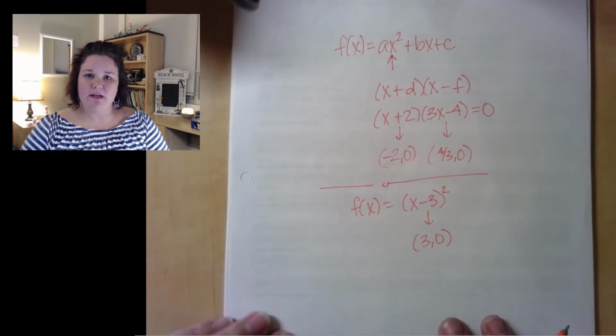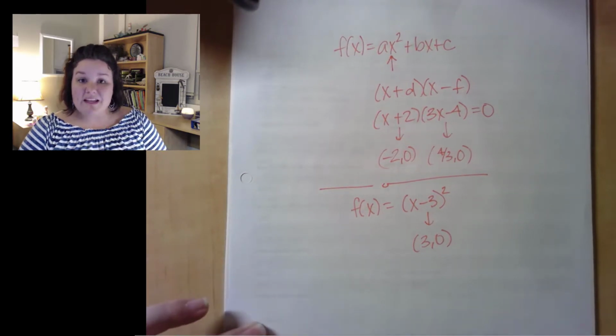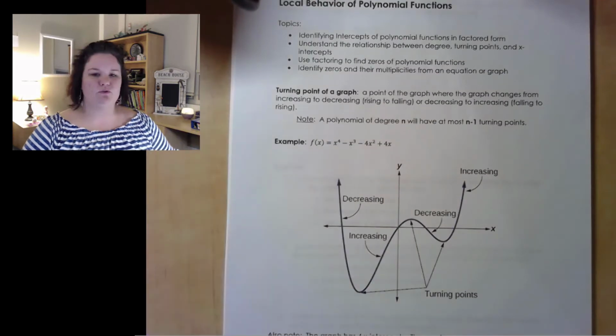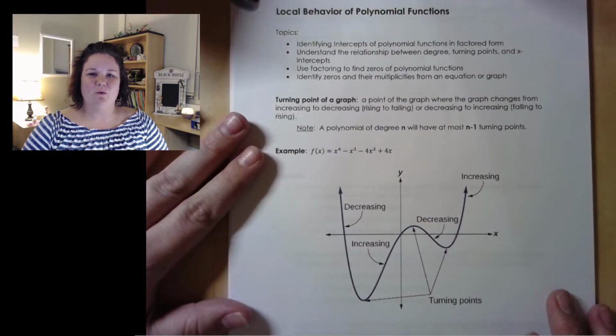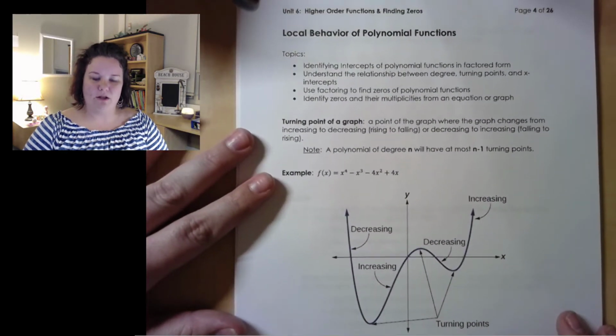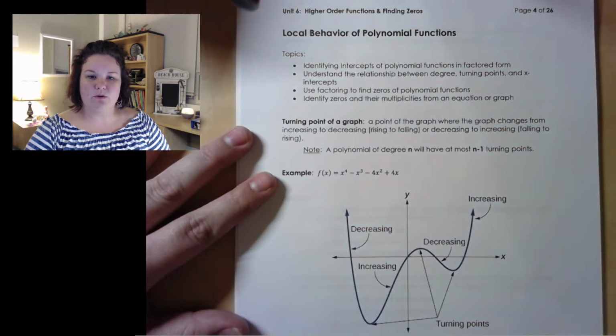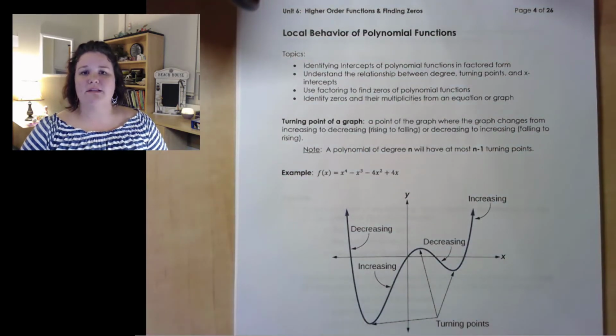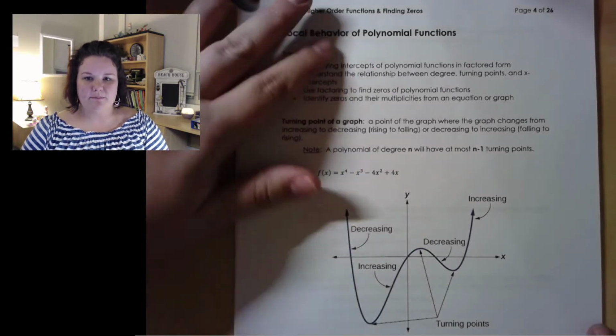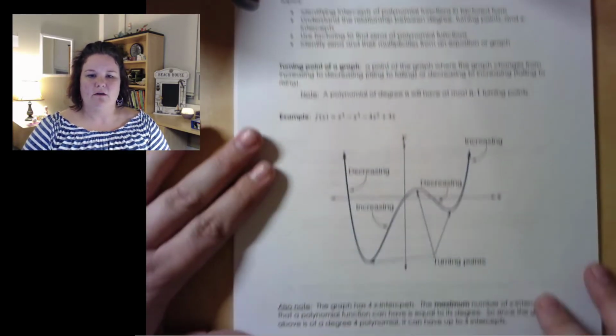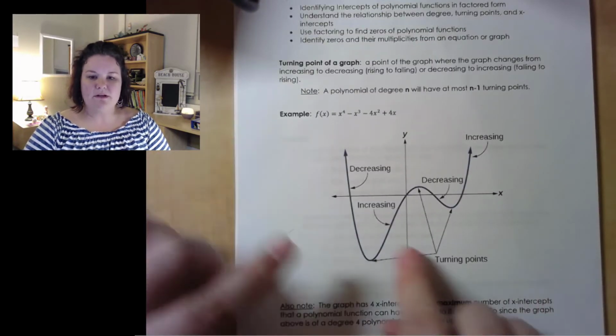All right, so I want you to keep that in mind as we move into this next section, because that will help us rationalize some other things. When we look at our local behavior of polynomials, there's a couple of things we're going to look at. We're going to look at turning points and intercepts. I'm going to skip all this because y'all can read that. I'll reference it again in a little bit. But I want to focus on this graph.